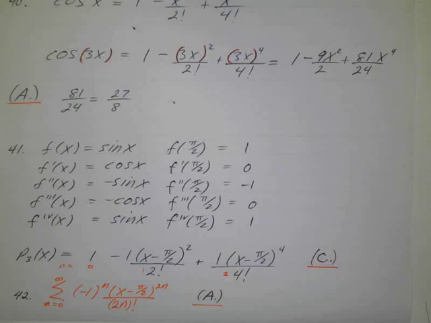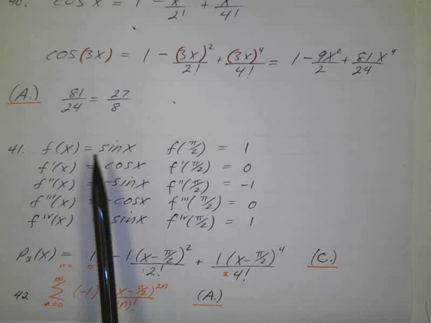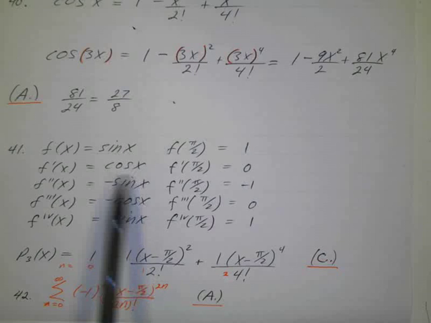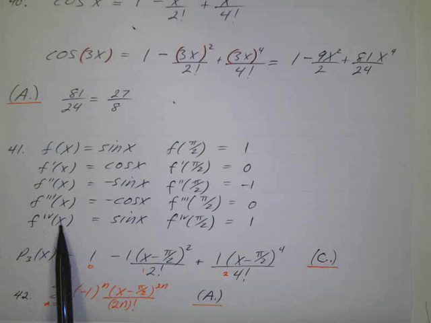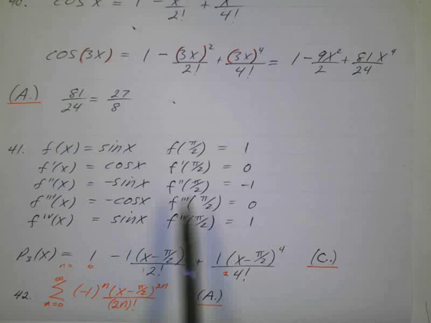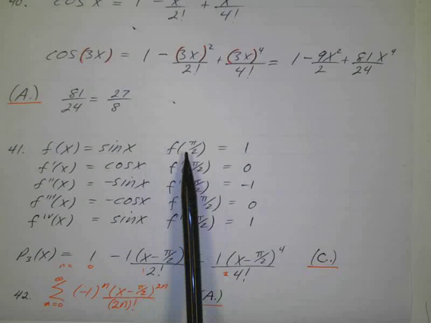Remember, it tells you up at the top, exercises 41 and 42, let f of x be sine of x. So if I want the fourth order, I have to take the first 4 derivatives. So f of x is sine of x, f prime of x is cosine, f double prime is negative sine, triple prime is negative cosine. The fourth derivative is sine of x, and then I evaluate each of these at pi over 2 because that's my center.